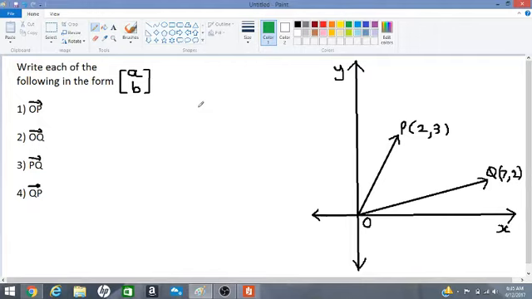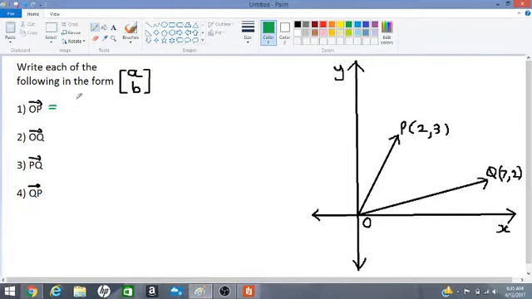We are asked to write these vectors in column matrix form. So we have points in front of us, and we must convert these points, P and Q, into position vectors, OP and OQ. Okay, so let's go ahead and do that.